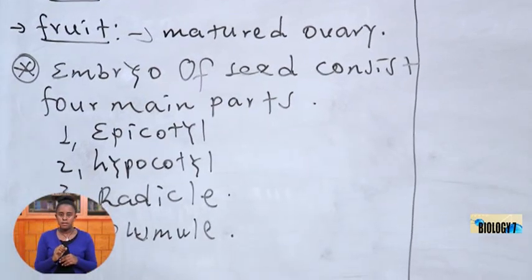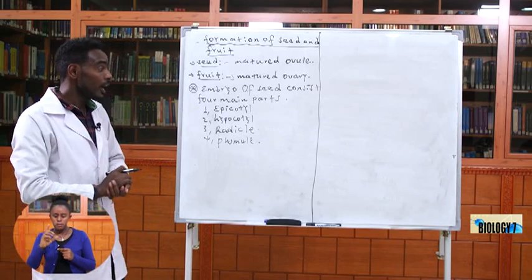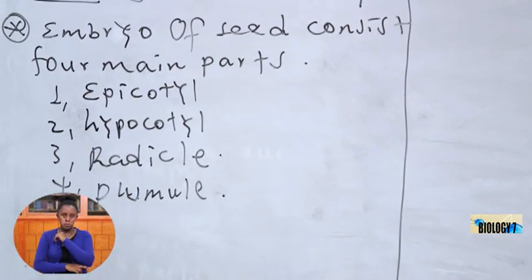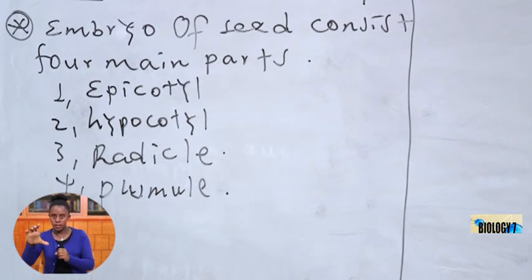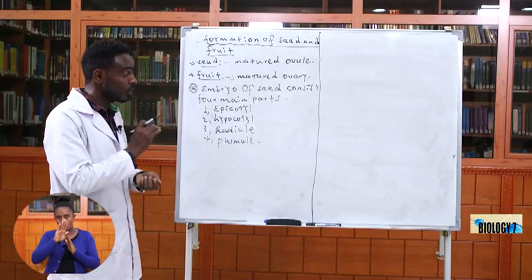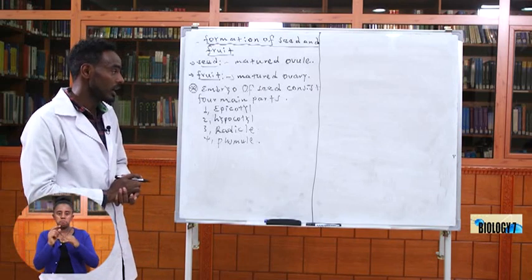Let us see the fourth and the third one. Radicle is a future root. It grows downward to form the root system. And plumule is a future shoot system. It grows above the ground to form the shoot system of a plant.